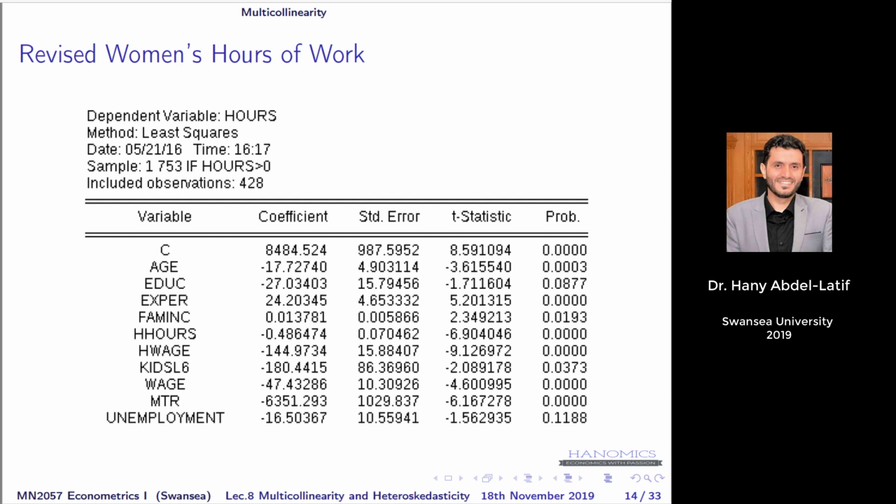And again, when I dropped some of the variables that I thought might be causing the issue, this is a kind of refined or revised specification, because I knew that there's multicollinearity. It turns out that yes, these variables are important in determining the number of hours a married woman would work. So it's just a matter of understanding your variables and how they are correlated with each other.